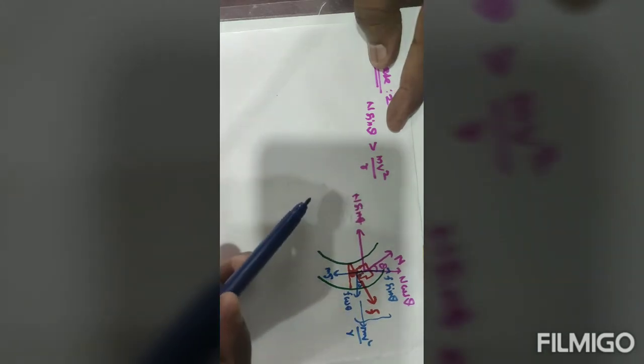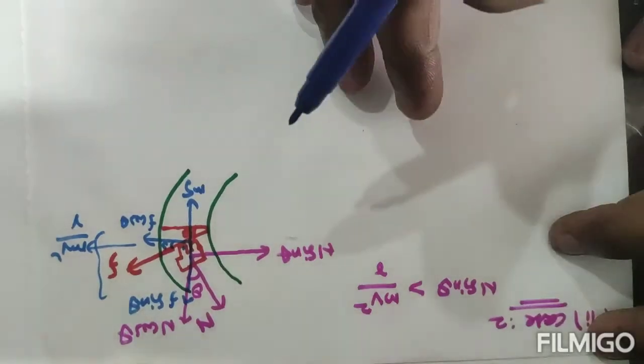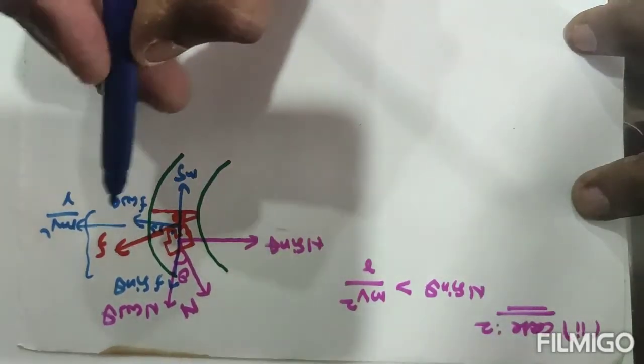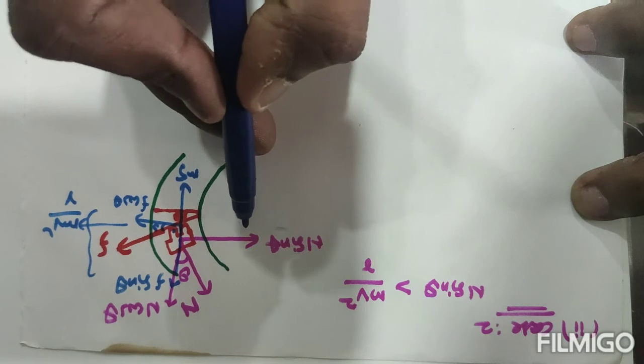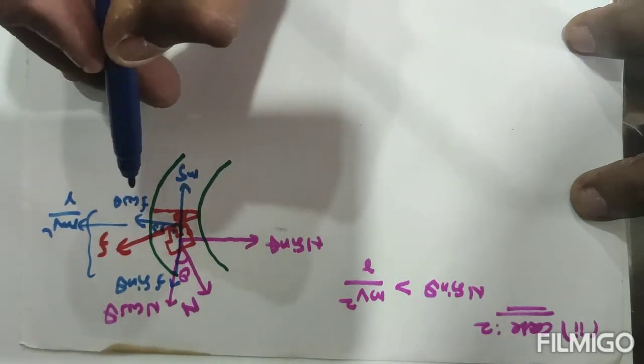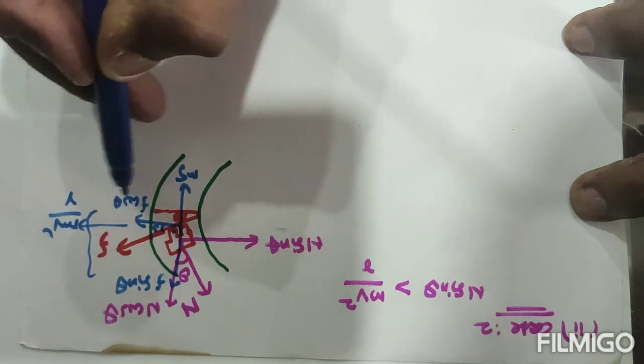N sin theta, yes, N sin theta, and then f cos theta, then mv squared by r. Okay, so N cos theta alone, the left side, the remaining two is outside. Okay, let's see this derivation. Here N sin theta is equal to mv squared by r and then f cos theta.